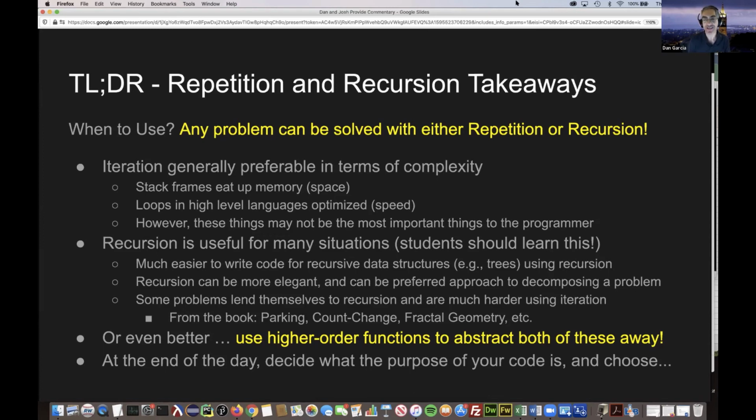At the end of the day, you got to decide what the purpose of your code is. Is it for tutorials? Is it for speed? Is he running a graphics thing? Is it for the GPU? And think about what the right kind of tool is for that.